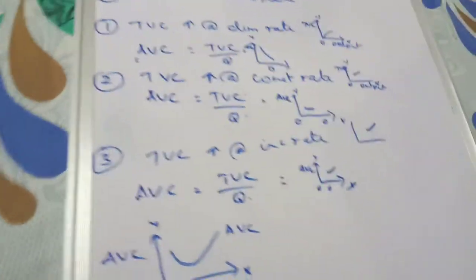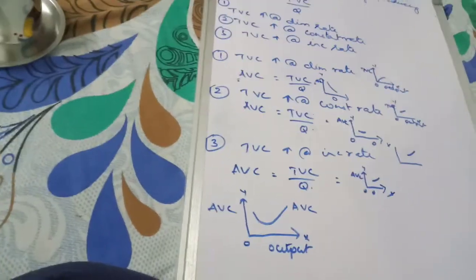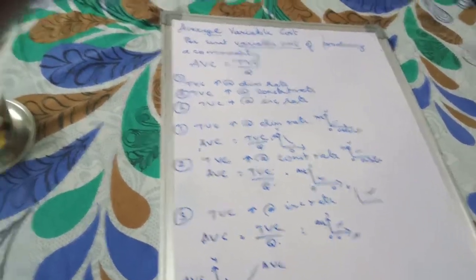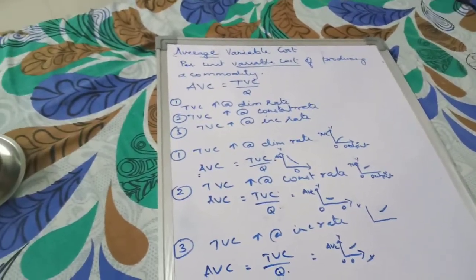If you have understood this, then understanding the shape of average total cost, or average cost as it is called, would be easy. Please understand this first, and then we are going to move further to ATC, that is average total cost or average cost.